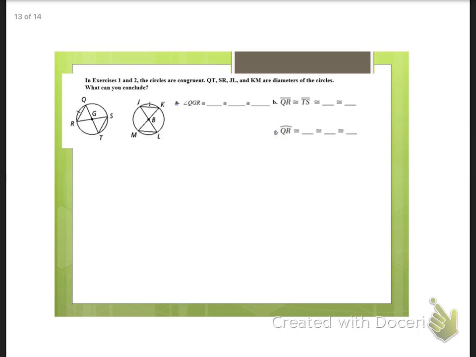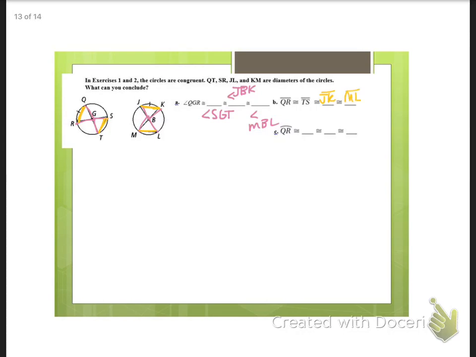So the first one is QGR would match with angle SGT, which would then match with angle JBK, which would then match with angle MBL. Make sure the middle letter is where the alligator mouth is occurring. Okay, then I have QR matching with TS, which will match with JK, and ML.